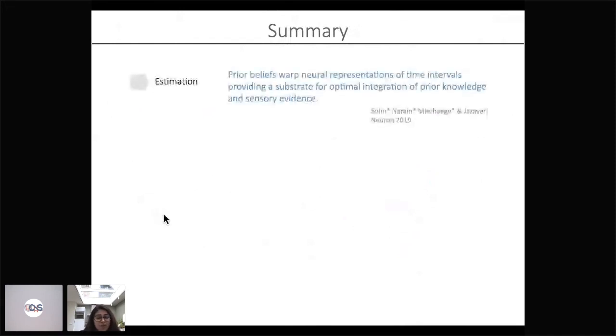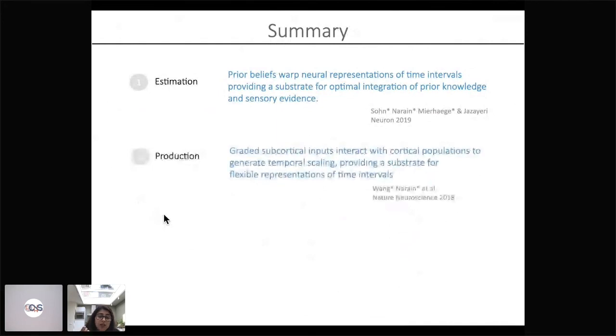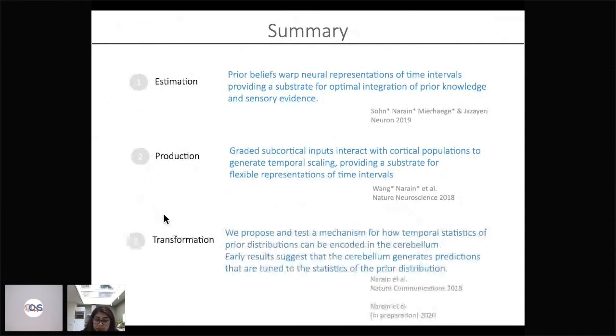So first of all, in the first part of the talk, we talked about how prior knowledge warps cortical dynamics into curved geometries, which when read out linearly, furnish states that are highly consistent with Bayesian time estimates and the monkey's behavior. Next, in the second part of the talk, we discussed how graded thalamic input may be interacting with cortical nonlinearities to cause the stretching and compressing of neural activity, which we call temporal scaling. And finally, we propose a synaptic mechanism by which cerebellar circuitry could acquire temporal prior knowledge.